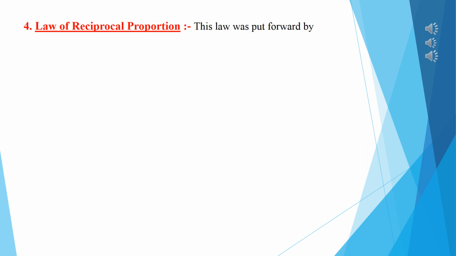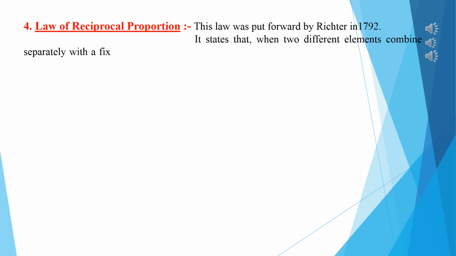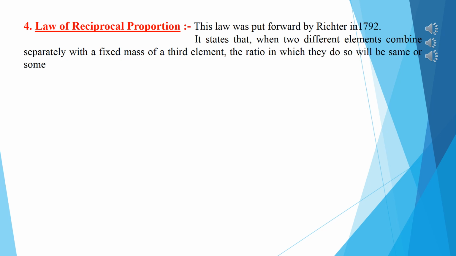So let's understand the fourth law, that is the law of reciprocal proportions. This law was put forward by Richter in 1792. It states that when two different elements combine separately with a fixed mass of a third element, the ratio in which they do so will be the same or some simple multiple of the ratio in which they combine with each other.